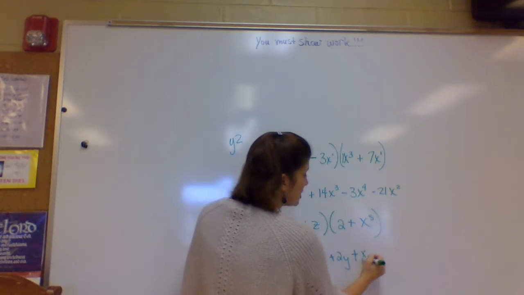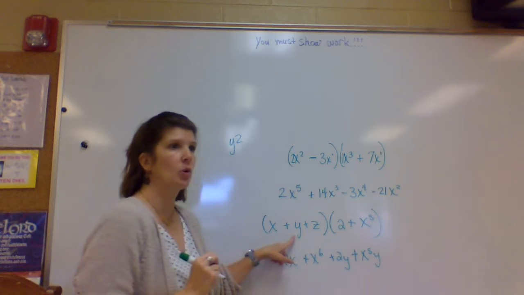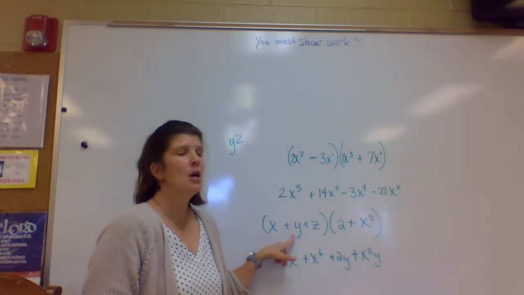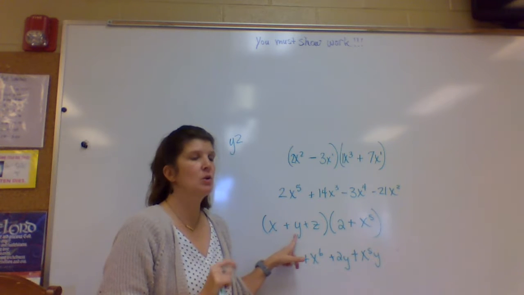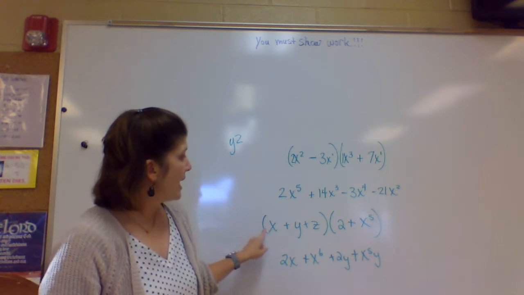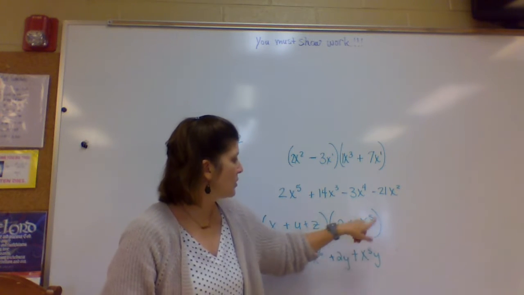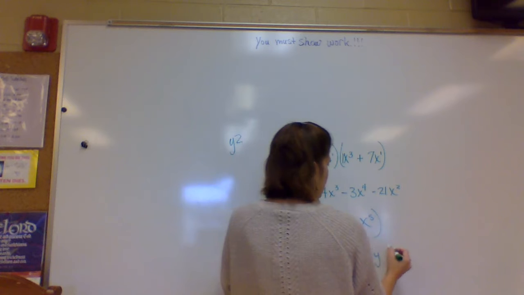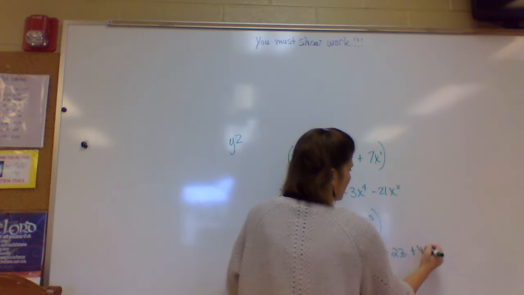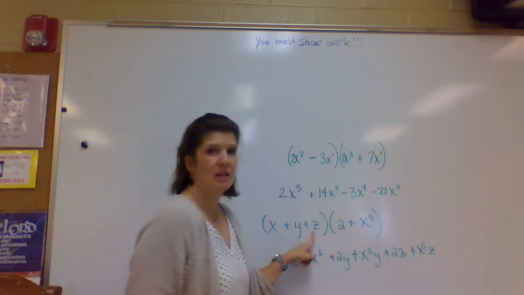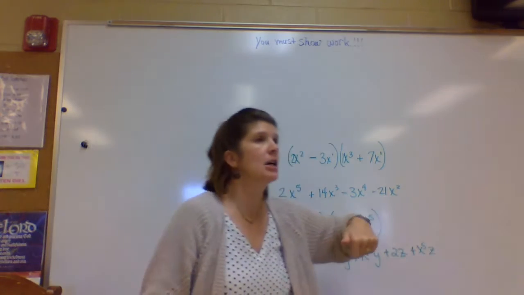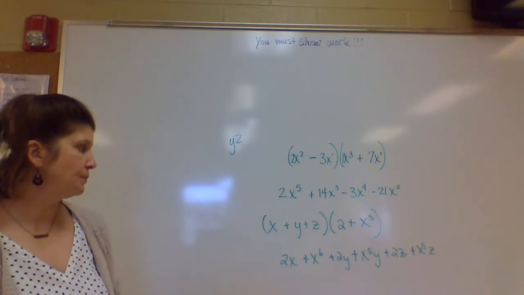We again traditionally put them in alphabetical order. So we usually write x to the 5th y instead of y x to the 5th. But it's not wrong to write it the other way, so don't get too worried about putting things in the right order. So I've done x times both things, y times both things. Now I do z times both things, and I get 2z. And z times x to the 5th is, again, in alphabetical order, x to the 5th z just because that's traditional. And I got 1, 2, 3, 4, 5, 6 terms, which is what I expected to get.